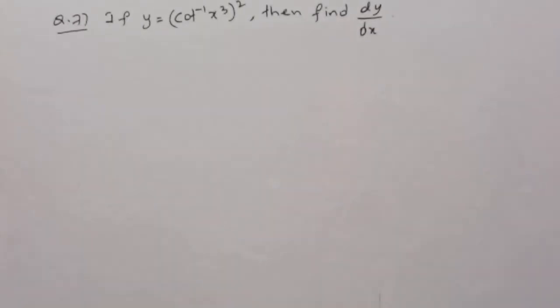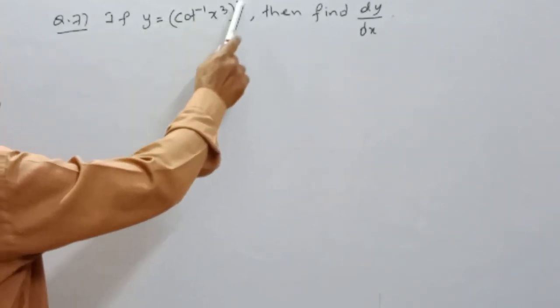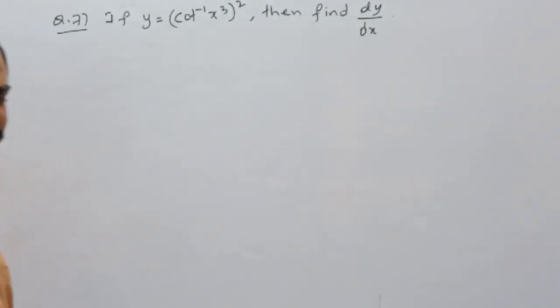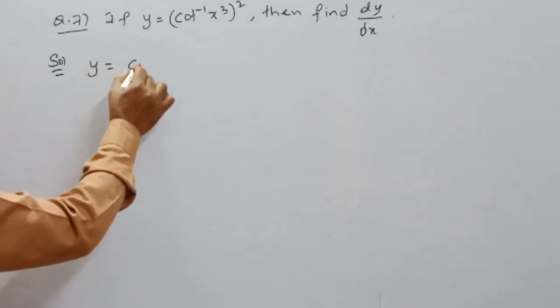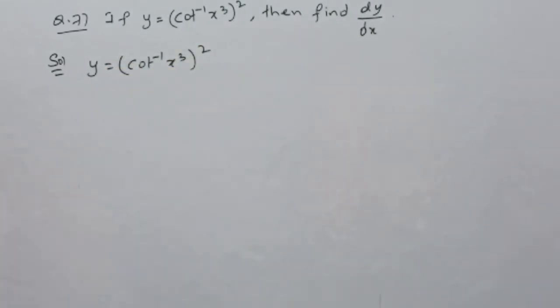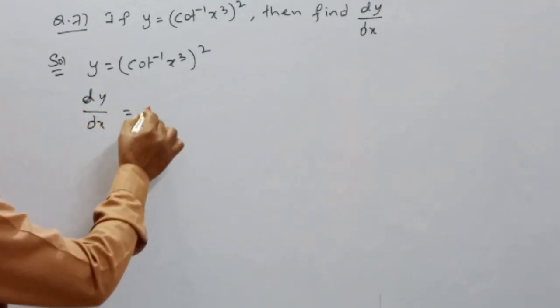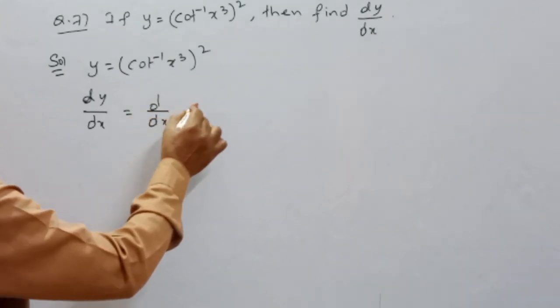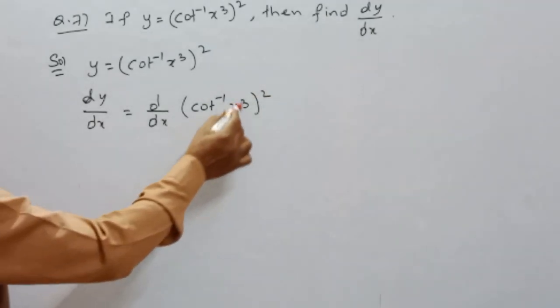Here we have one more problem from differentiation. If y is equal to cot inverse of x cube, whole square, then find dy by dx. Okay, all of you, here we have given y is equal to cot inverse x cube whole square. So dy by dx is equal to d by dx of cot inverse x cube whole square. Generally take this as x cube.